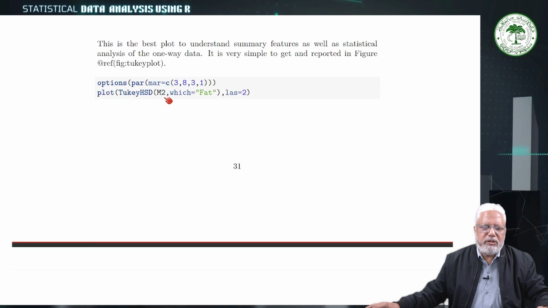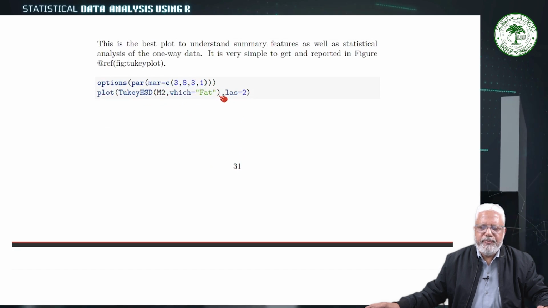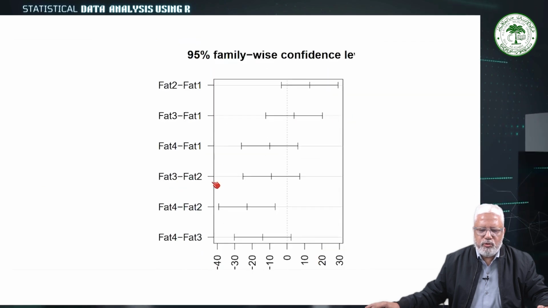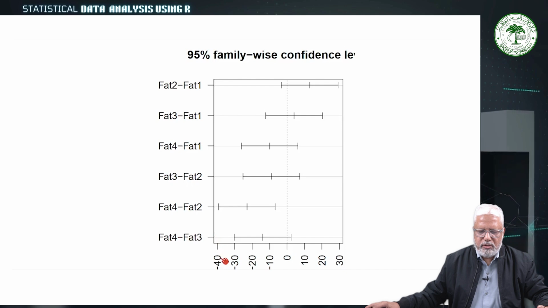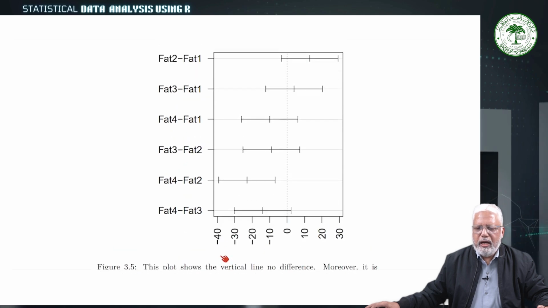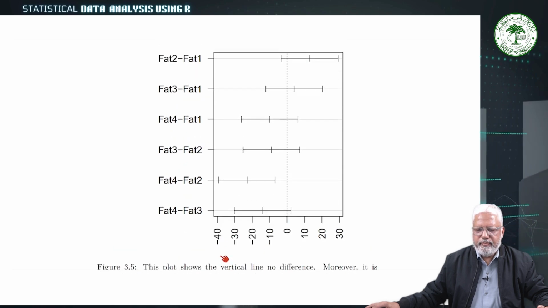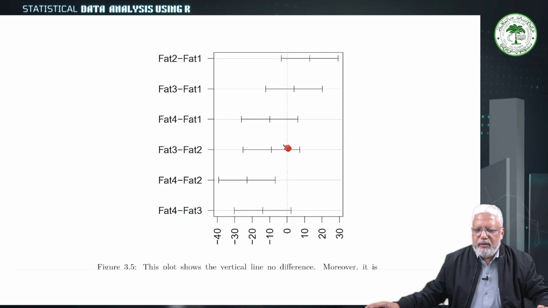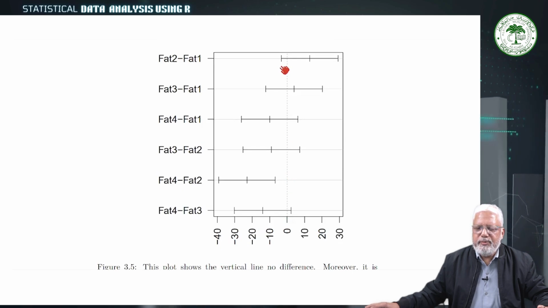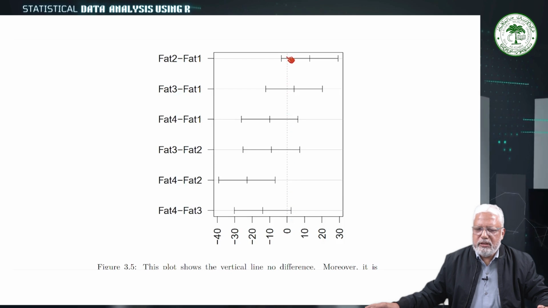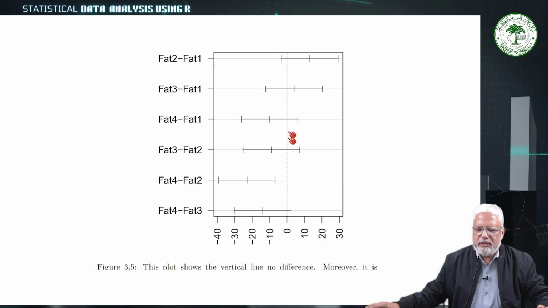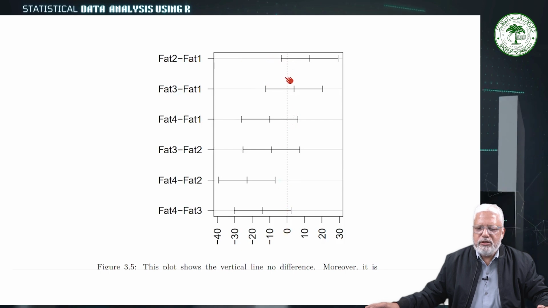And then plot(TukeyHSD(m2, "fat"), las = 2). las equal to 2 means the labels are perpendicular to the axis. And see here, this vertical line, if it is crossing some interval, that is not significant. So fat 2 versus fat 1 is not significant, because it is crossed by the vertical line at 0.